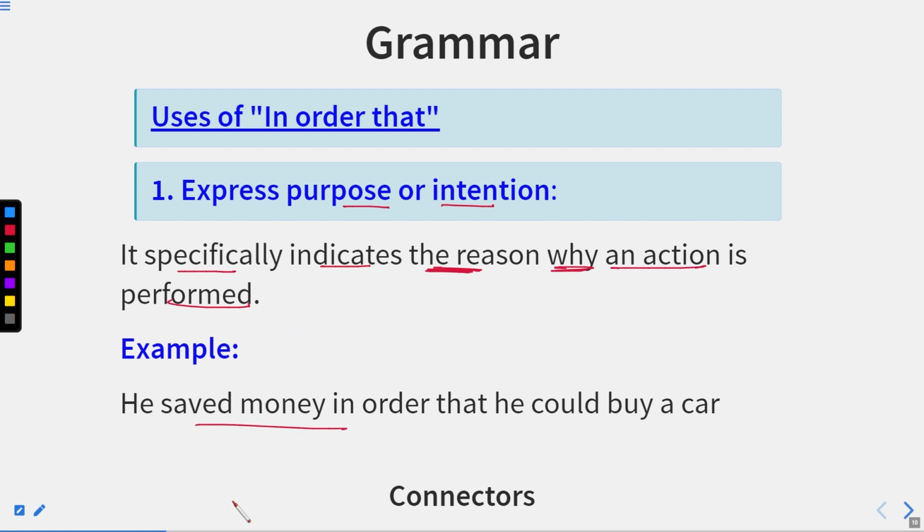He saved money. Why? For what? In order that he could buy a car. So this was his motive. This was his goal to achieve. He wants to buy a car. That is why he saved money.